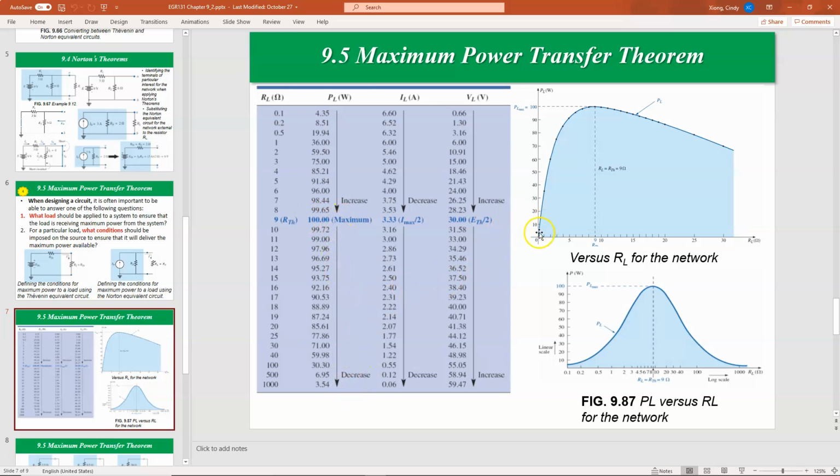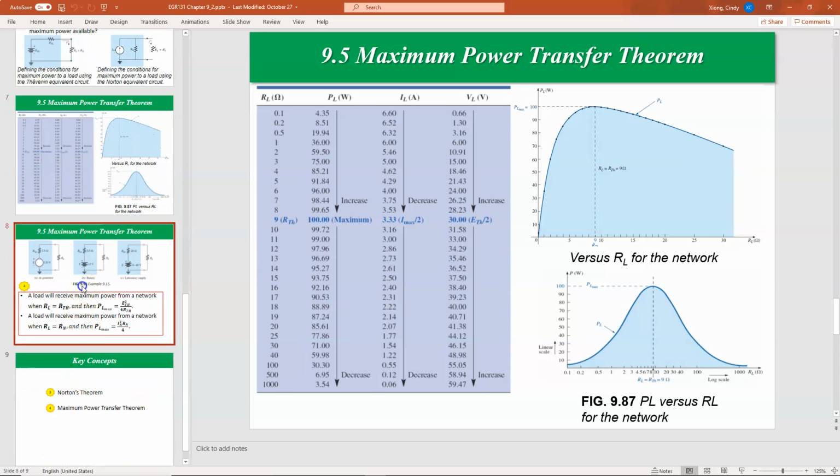It's like the plot we have here. They will increase first and then drop. So there is one RL that lets us get the maximum power. In this example, your RL is equal to RTH, which is 9 here.